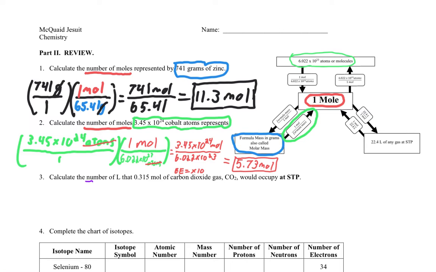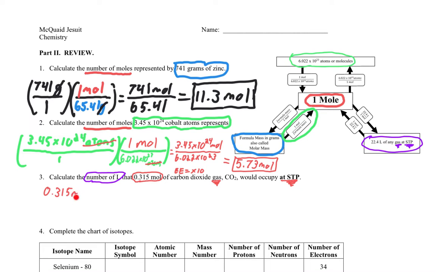Question number 3, calculate the number of liters in 0.315 moles of carbon dioxide gas at STP, which is standard temperature and pressure. It is standard conditions. It's the only conditions we deal with. STP makes the right leg of the Triforce of Chemistry possible. There are 22.4 liters of a gas at STP in 1 mole.